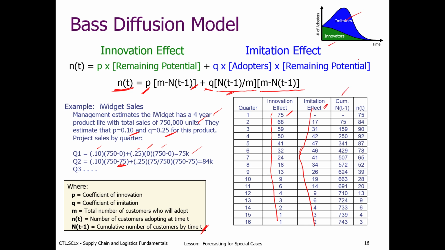And this column here is just the cumulative number up to date for that period, and the NT is just the number of adopters for that specific period. So this is one way that you could use this model.